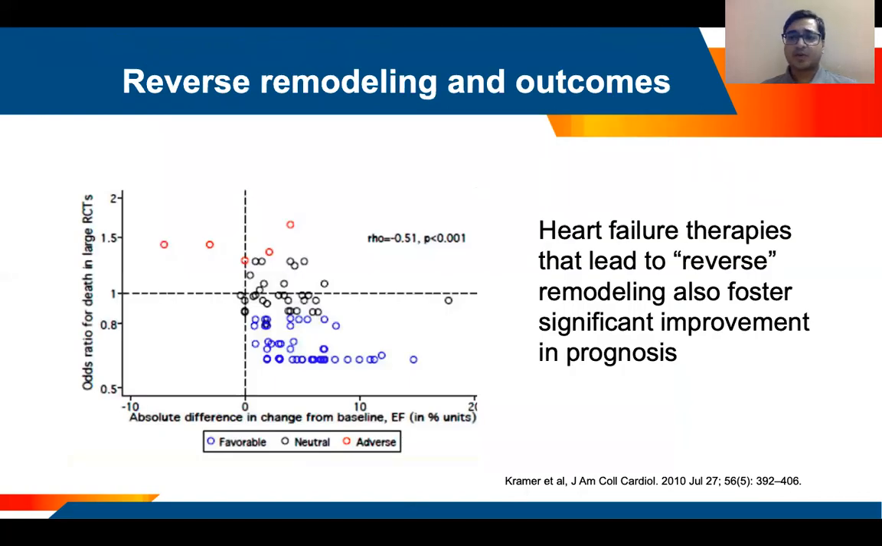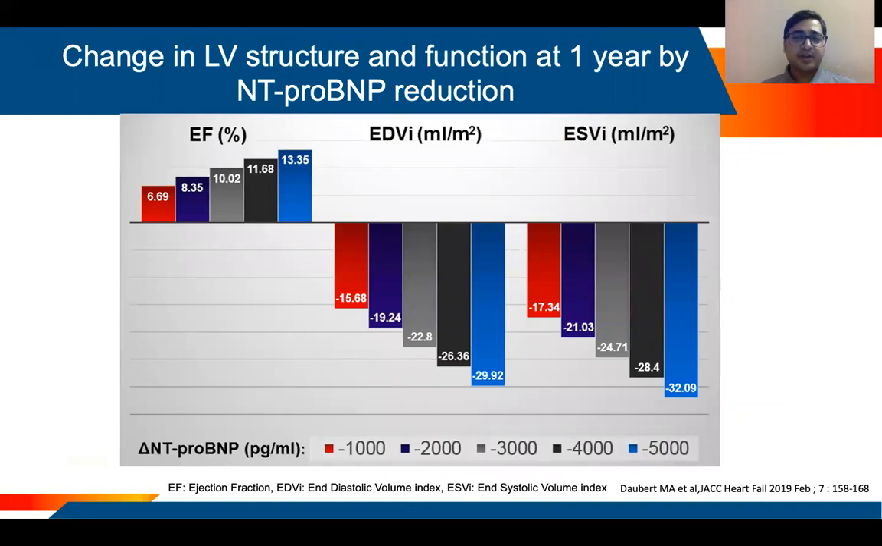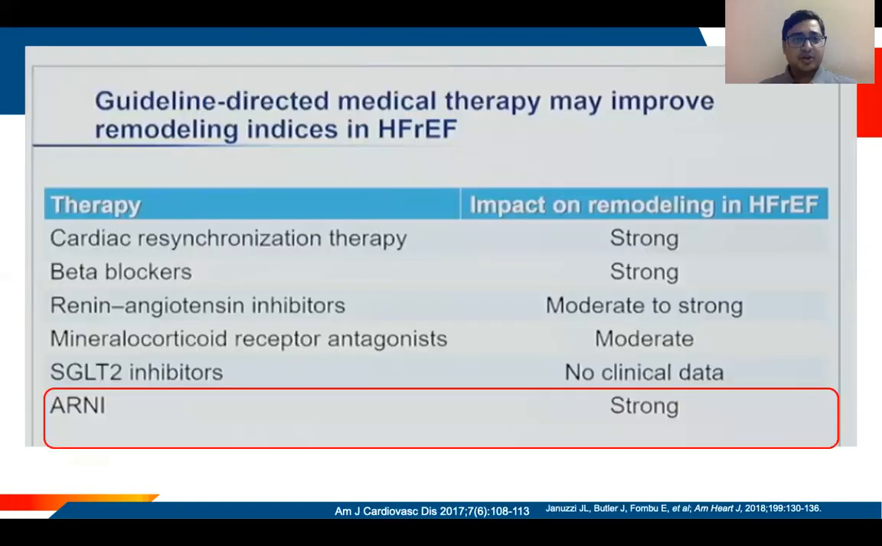So reverse remodeling and outcomes are associated, and heart failure therapies that lead to reverse remodeling also foster significant improvement in prognosis. Changes such as improvement in LV ejection fraction, and decrease in LV end diastolic volume and LV end systolic volume, are all very important parameters to guide this reverse remodeling process. CRT has a strong impact on LV reverse remodeling. Beta blockers are already known. Renin-angiotensin inhibitors, mineralocorticoid receptor antagonists, and after PARADIGM-HF, we are aware that the ARNI, sacubitril valsartan, has a tremendous impact on the LV reverse remodeling process.